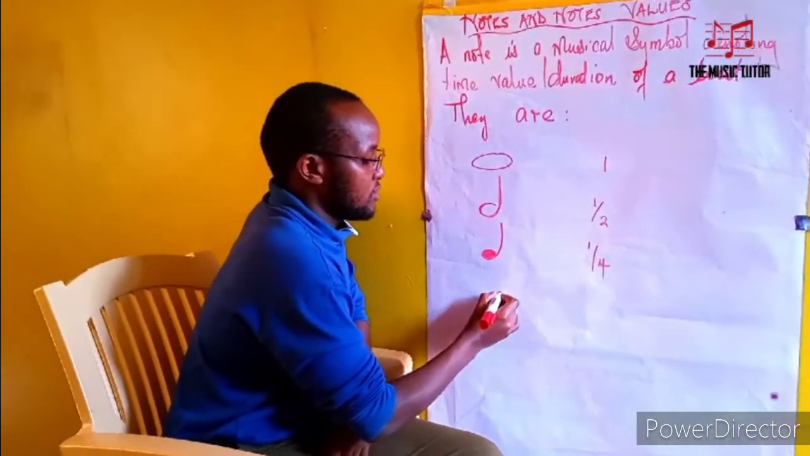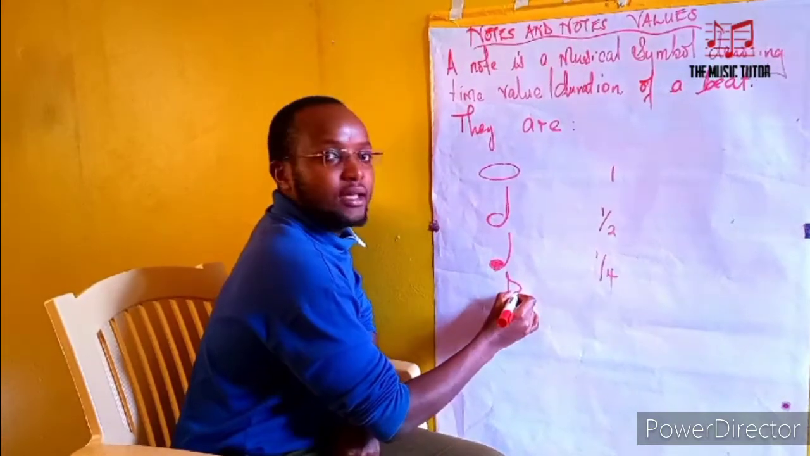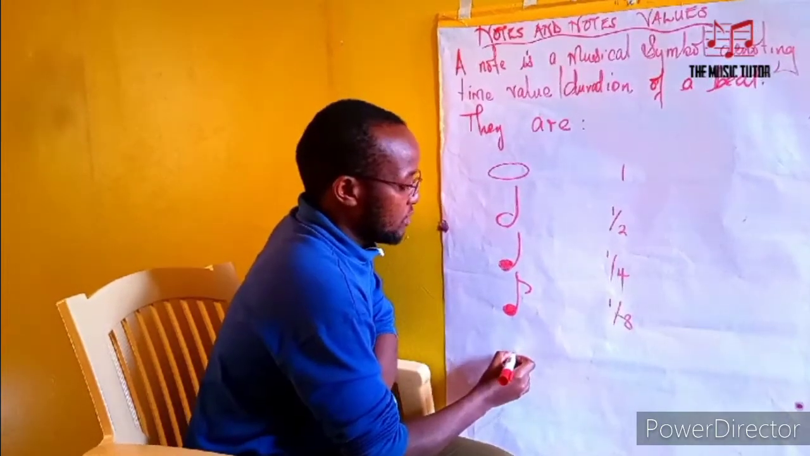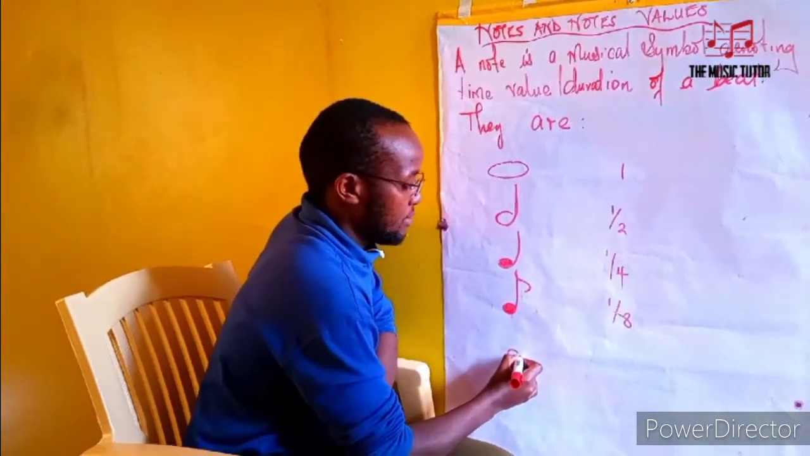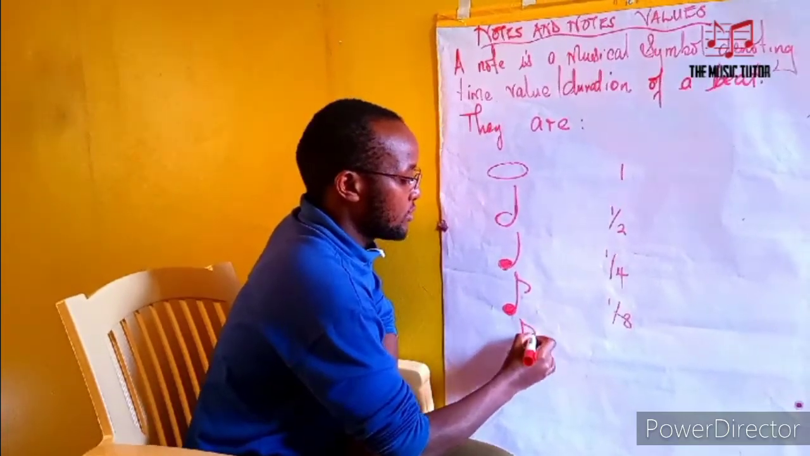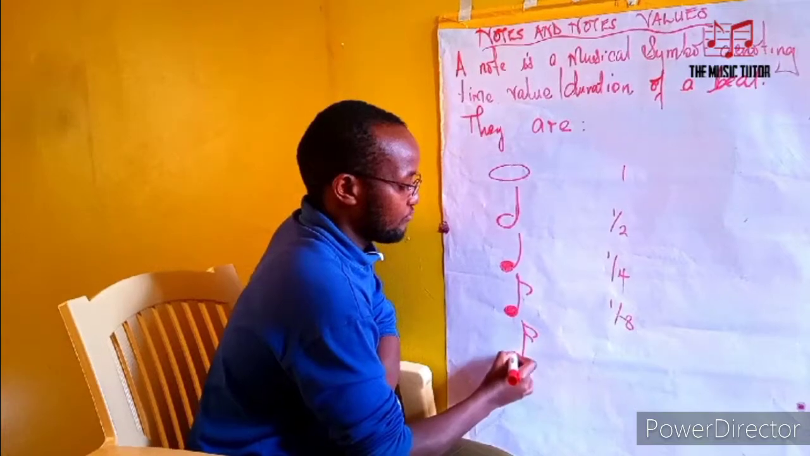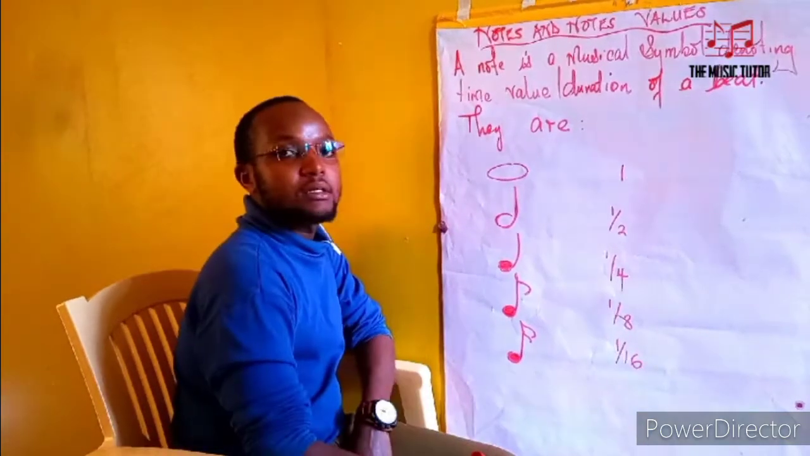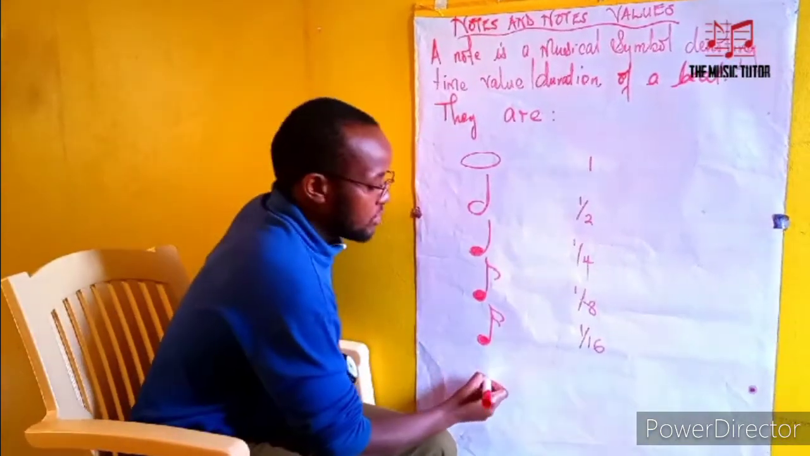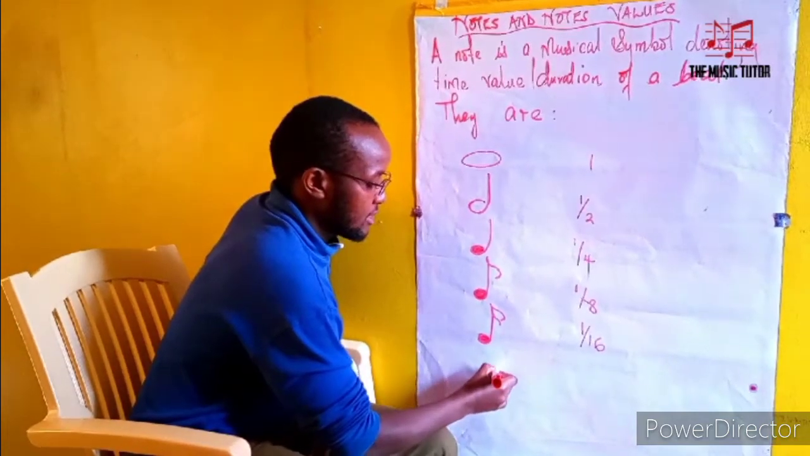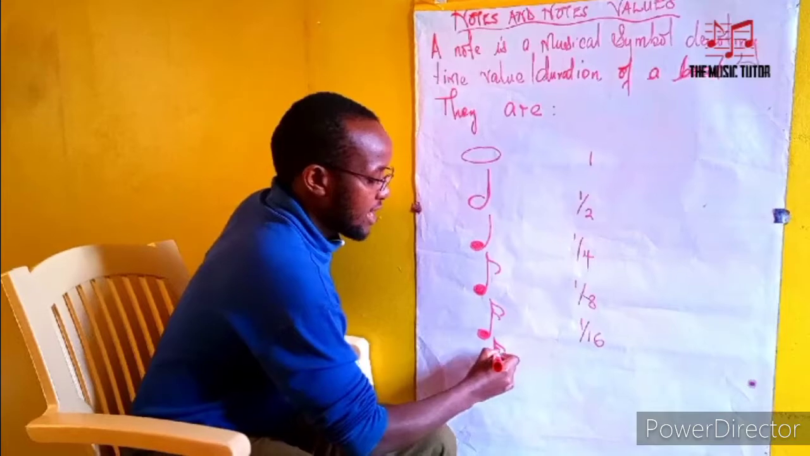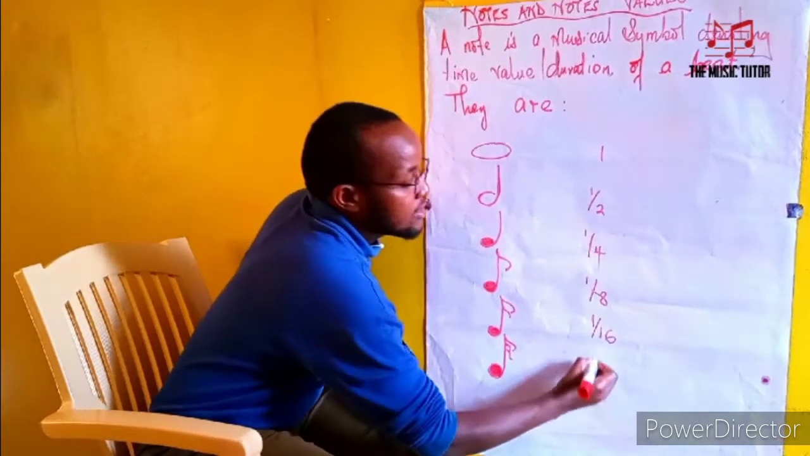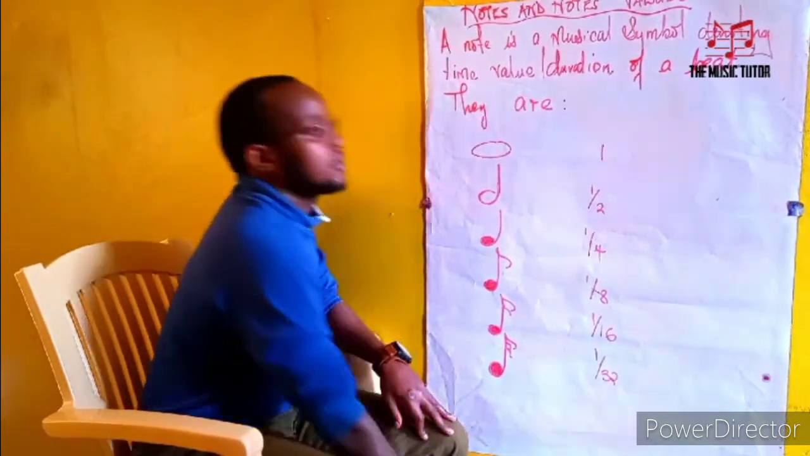An eighth note, you draw a club with one flag and you shade the head. The 16th note, you draw a club with two flags. This is the 16th note. The 32nd note, you draw a club-like structure with three flags and you shade the head. So this is the 32nd note.